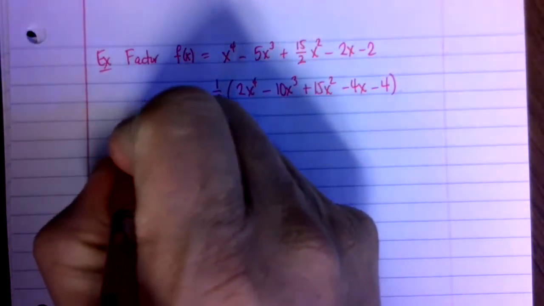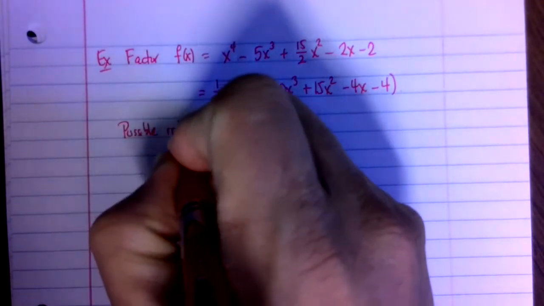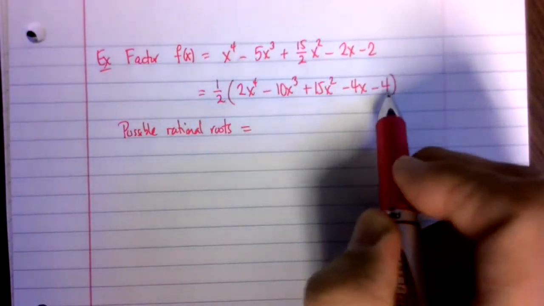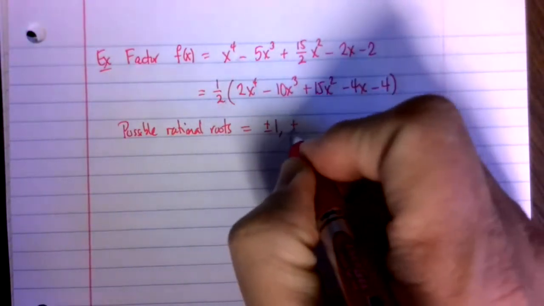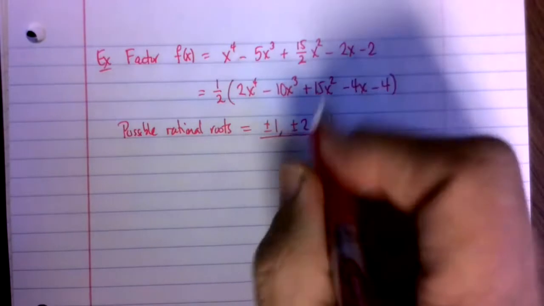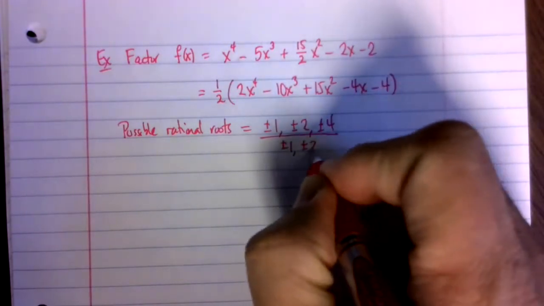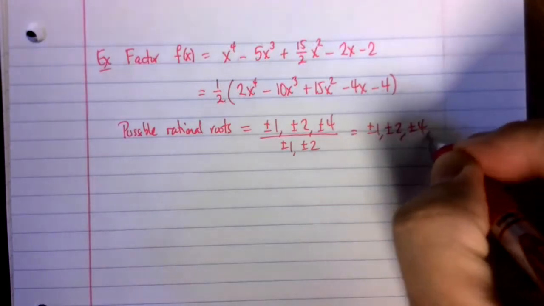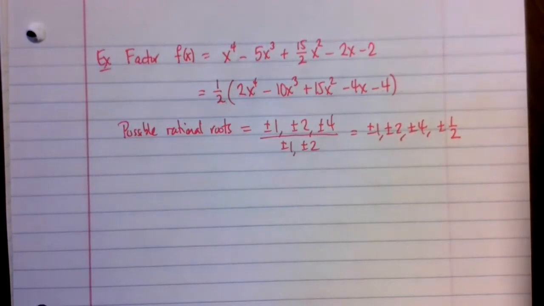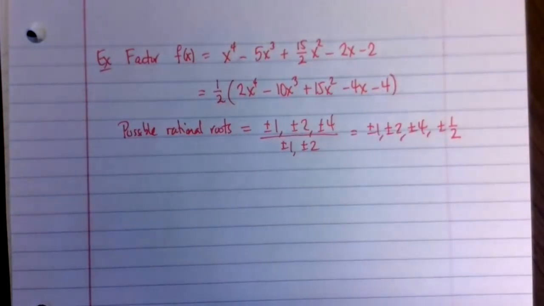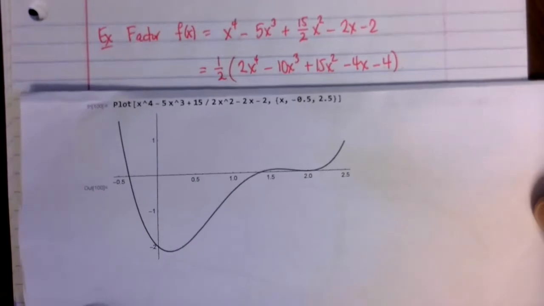So the possible rational roots: the factors of the constant term are 1, 2, and 4. And the factors of the leading coefficient are 1 and 2. And so this gives me a list of candidates to test, and there are 8 candidates that could be rational roots of this polynomial. Again, there's no promise that any of these will work, and certainly not all 8 of these will work. To narrow down the list, we want to show the graph of this polynomial.